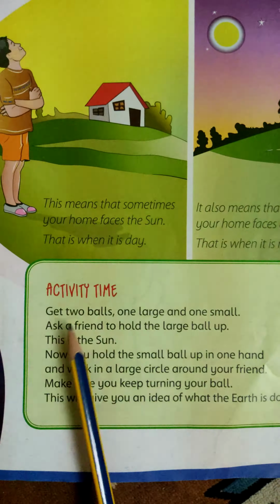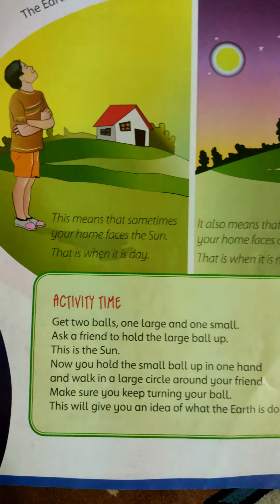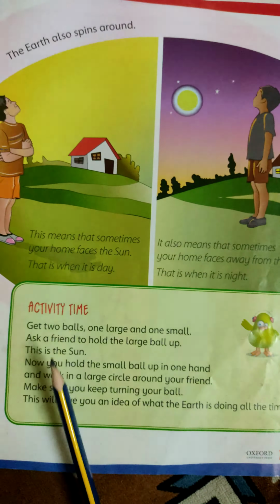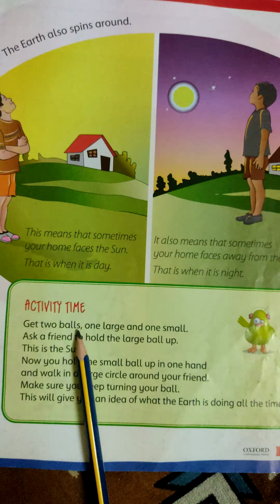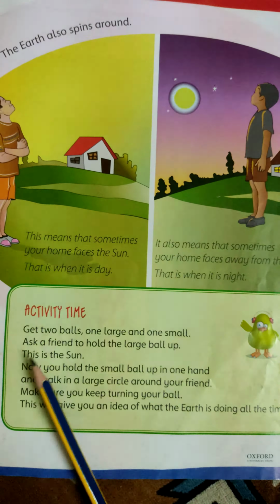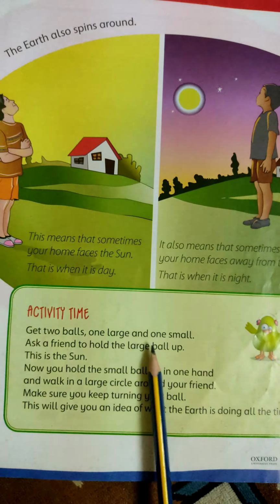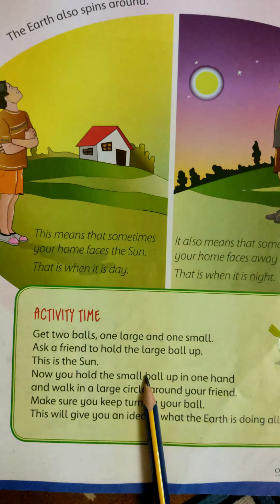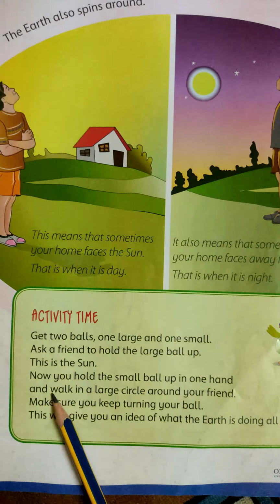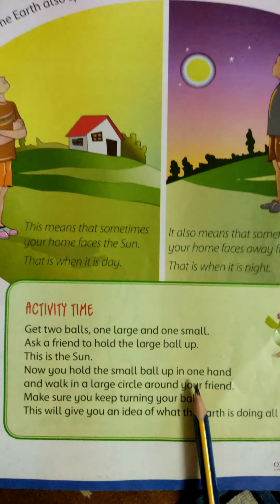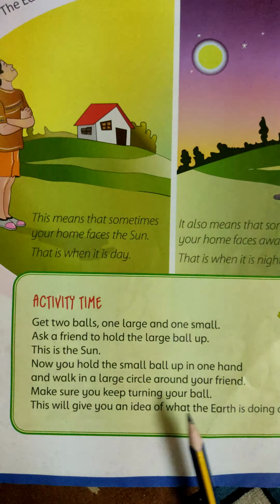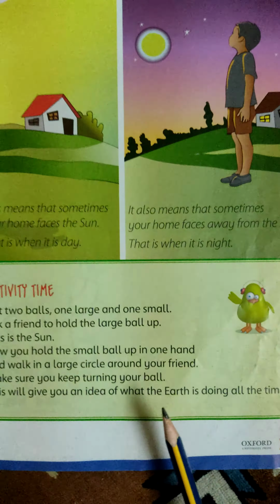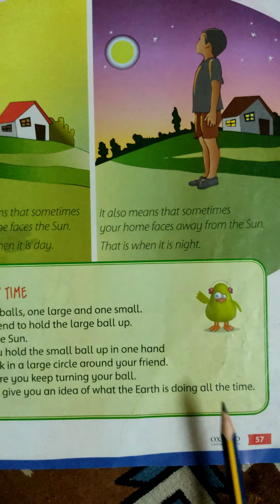Here we have an activity and we do it in the classroom, but I will just read it for you. Activity time: get 2 balls, one large and one small. Ask a friend to hold the large ball up. This is the sun. Now you hold a small ball up in one hand and walk in a large circle around your friend. Make sure you keep turning your ball. This will give you an idea of what the earth is doing all the time.